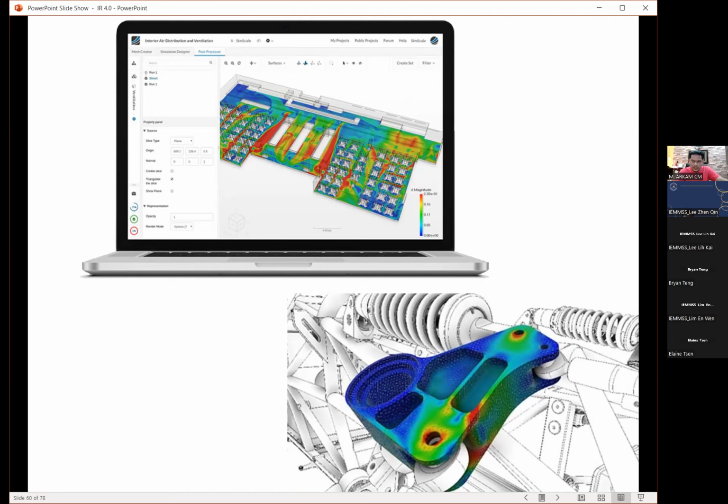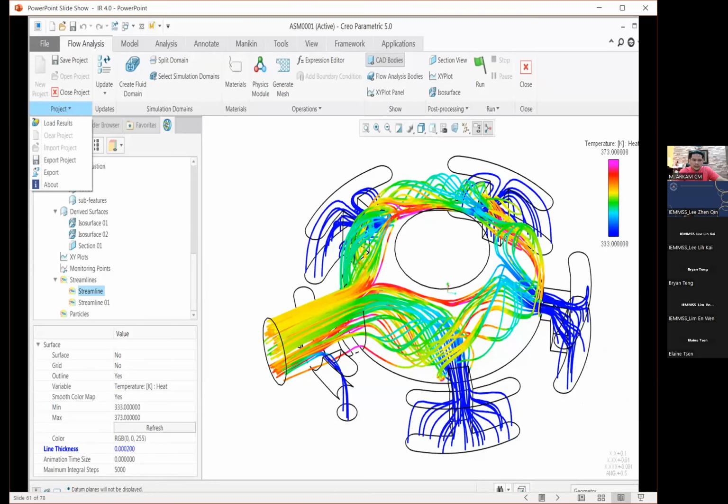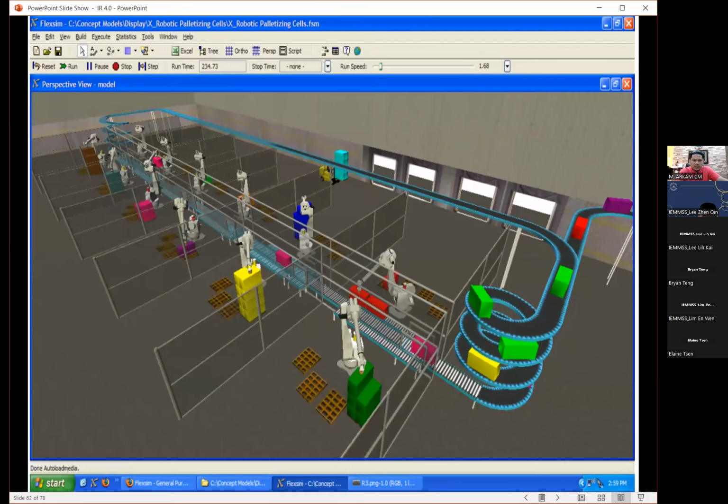So simulation is very important as well. This is part of simulation using, I'm not sure what tools you're using now. It's related to the flow analysis, how it will flow in this kind of simulation, and you can see the temperature difference. I think this is related to electrical, what we call that, motor or stator winding, something like that.